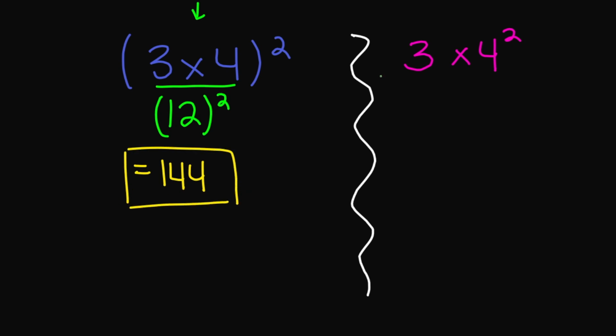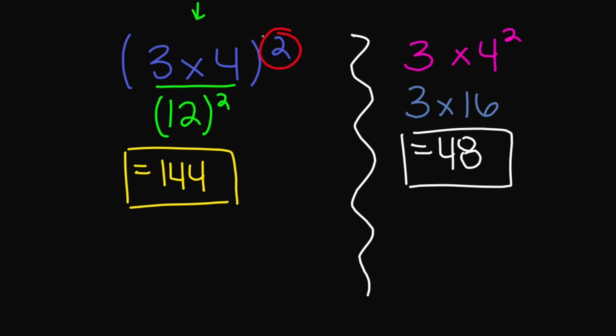Now on the right side, notice that my squared is only going to the 4. So you're going to have 4 squared, which is 16. 3 times 16 is 48. So your final answer on the right side here is 48. On my left side, the exponent applies to everything inside the parentheses, and on the right, my exponent only applies to my 4. So make sure you know the difference between the two.